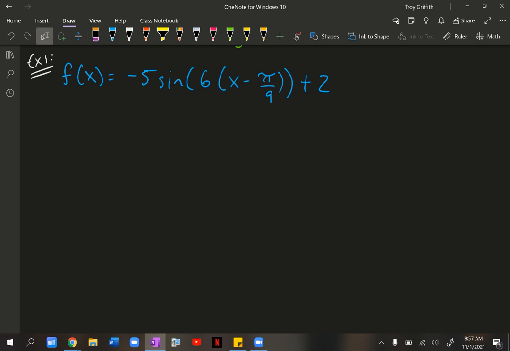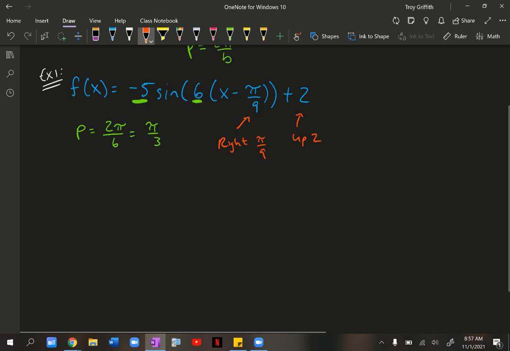So what you'll notice is this function has a -5 at the front. That means the furthest distance that our graph is going to get from the middle is 5. The b value here is 6. So if we wanted to do this right off the bat, we could. The period is 2 pi over 6, which would be pi over 3. So we know that the length of one period of this graph is pi over 3. But what we're adding in that we didn't see during class is this graph has a shift of right pi over 9, and it has a shift of up 2.